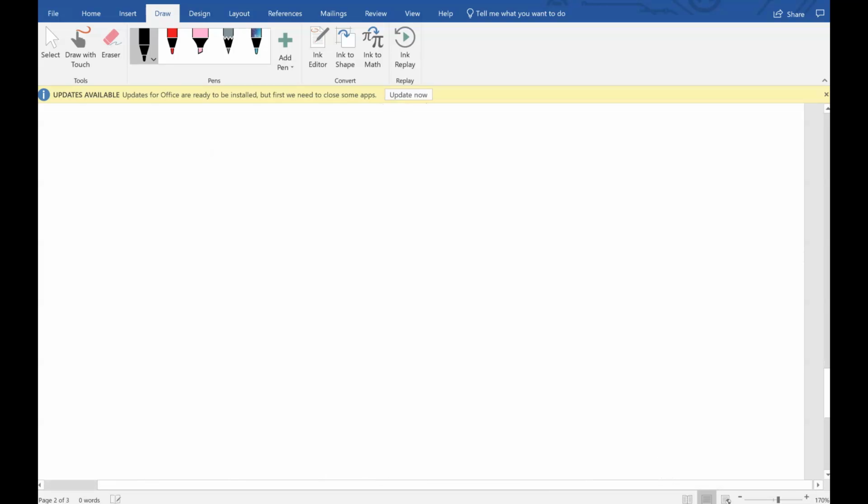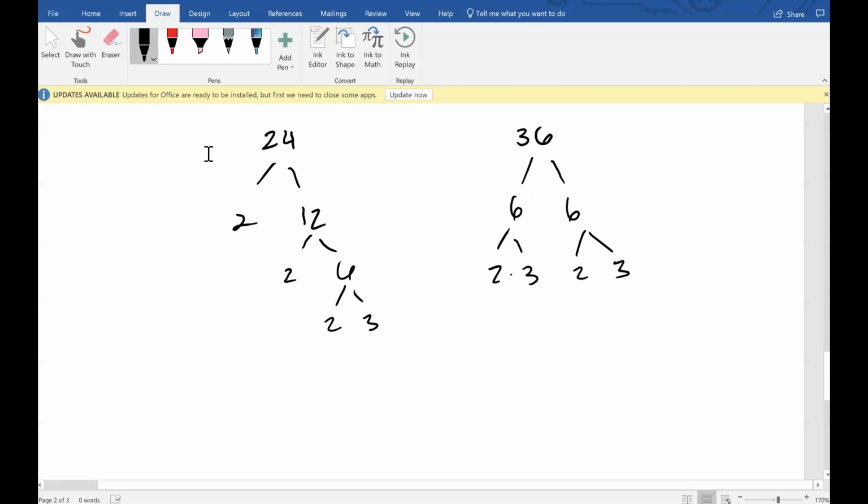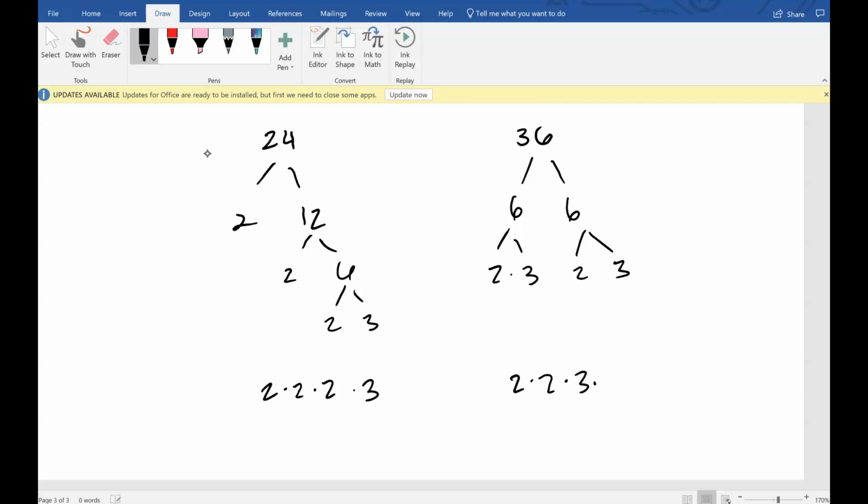All right, let's take a look at some more examples. So these are a little bigger numbers, 24 and 36. So let's do the prime factorization, breaking it down into the two numbers that are divisible until we get down to prime numbers. Again, you can start this however you want to, so long as you pick two numbers that go into the number above it. So 24 can be written as 2 times 2 times 2 times 3, and 36 can be written as 2 times 2 times 3 times 3.